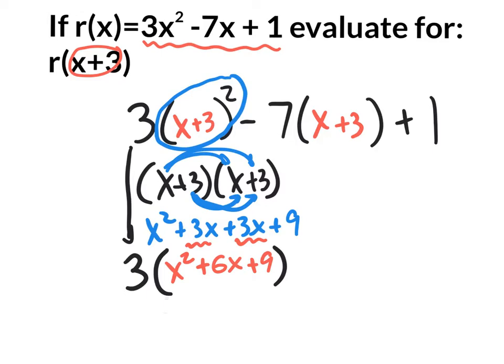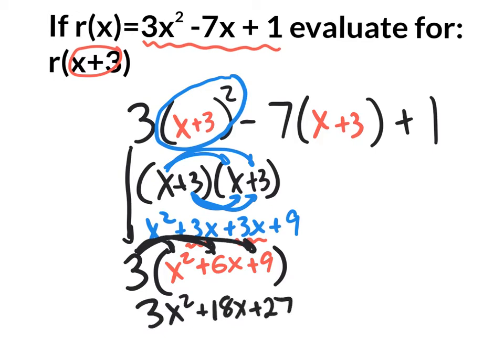I am going to distribute 3 times x squared, that's 3x squared. 3 times 6x, that's going to be a plus 18x. 3 times 9 is plus 27. And now, so far, I've just done the binomial squared and then distributed the 3 to each and every term. There's my answer to this first part.